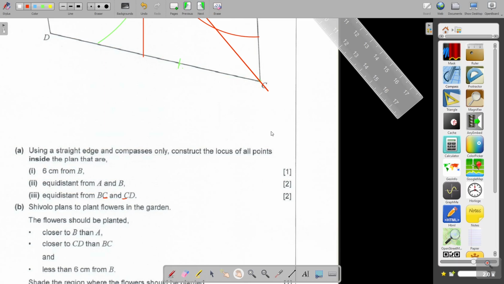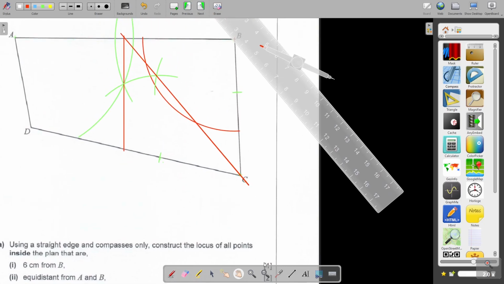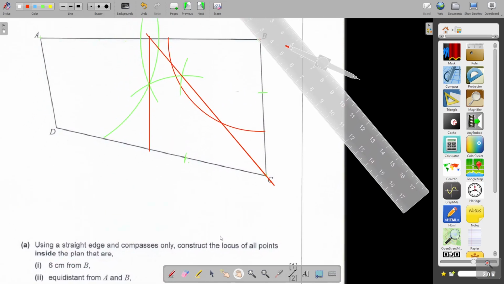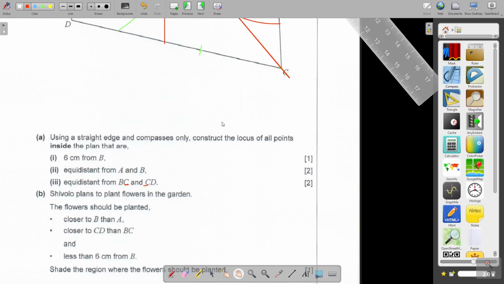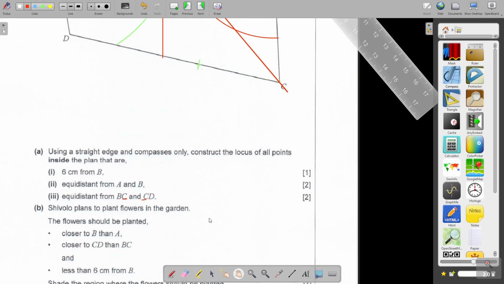Okay, now Lulu plans to plant flowers in the garden. Can I just show? They're just going to check. So everyone is counting. This is the circle was the less. That was just one. But as soon as it comes, they want to see those construction lines. So everyone was then 2, 2. Flowers should be planted closer to B than to A.